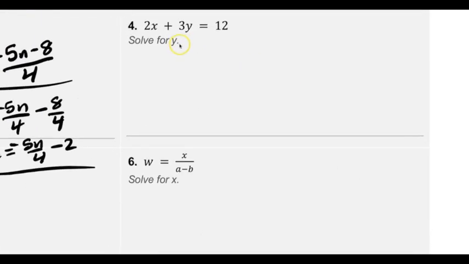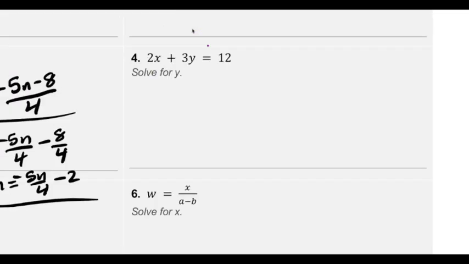This is actually one we're gonna do a lot, especially coming up. Solve for y. I want to get the y by itself here. I gotta get rid of that 2x first because that's in the way. I'm trying to isolate y, so get rid of the x's first. Minus 2x. Those cancel. I get 3y equals.